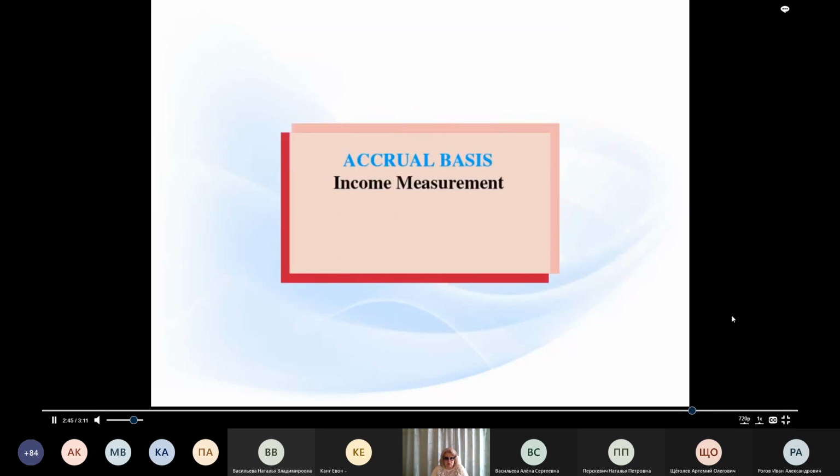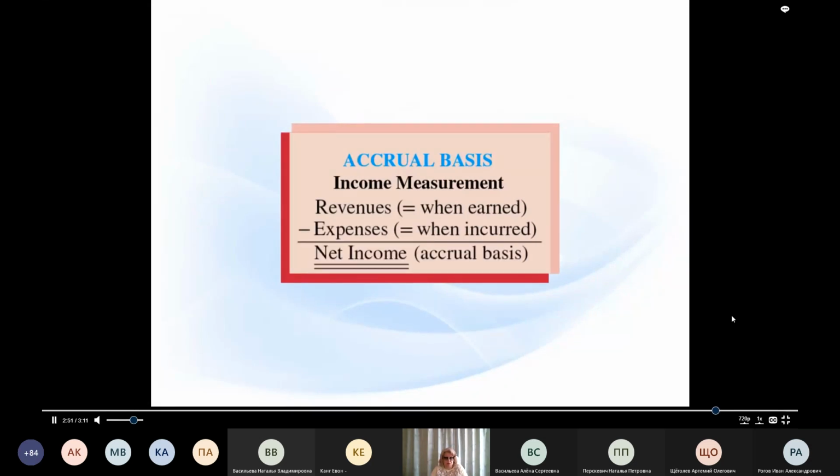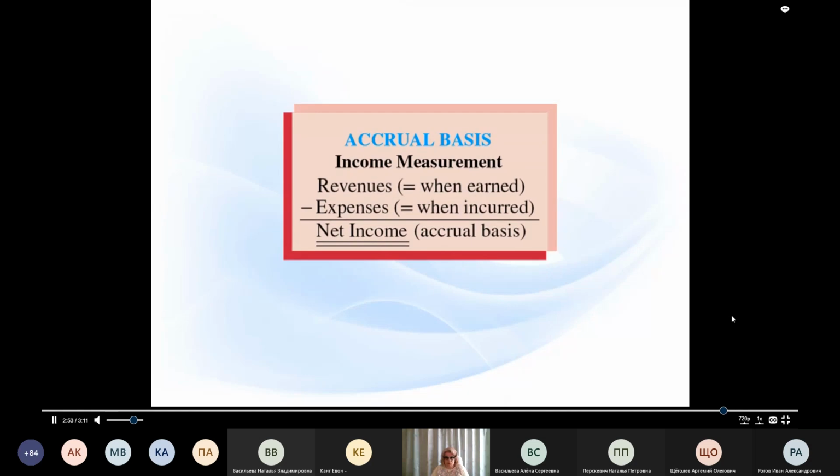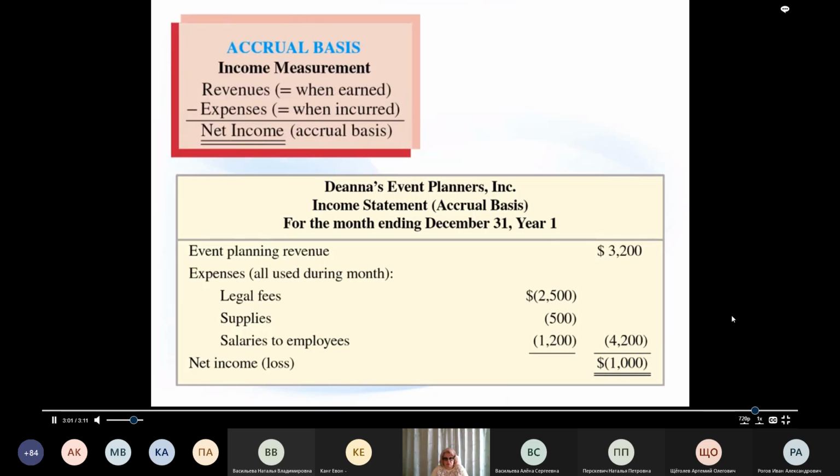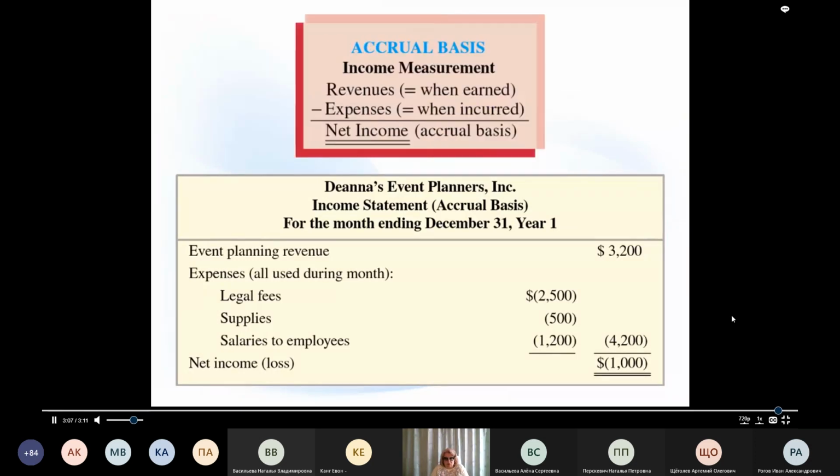The accrual basis requires that revenues be recognized, or in other words, recorded, when they are earned, and expenses when they are incurred to generate revenues. Using the accrual basis, Deanna's business would report a net loss of $1,000. That income statement would report revenues using the revenue recognition principle and report expenses using the expense recognition principle. We'll take a closer look at these principles in a moment.